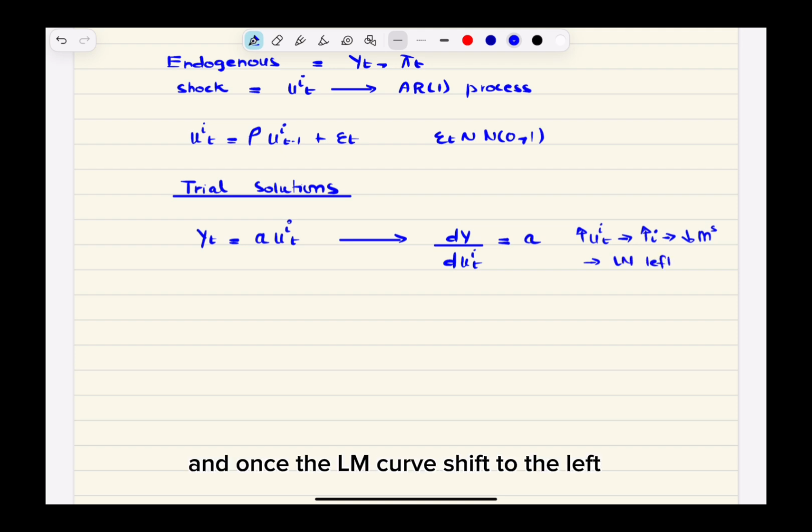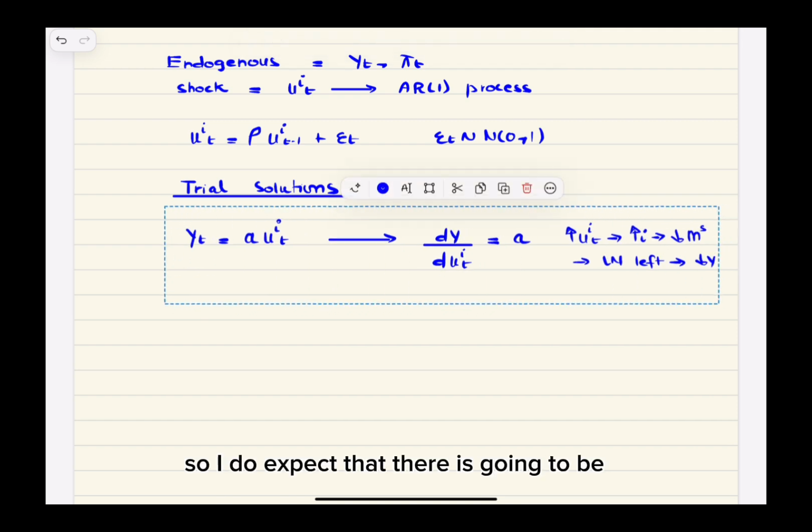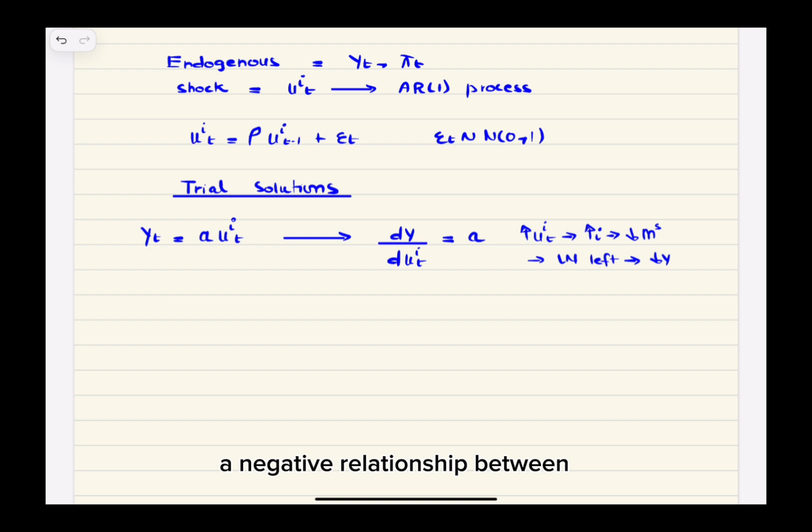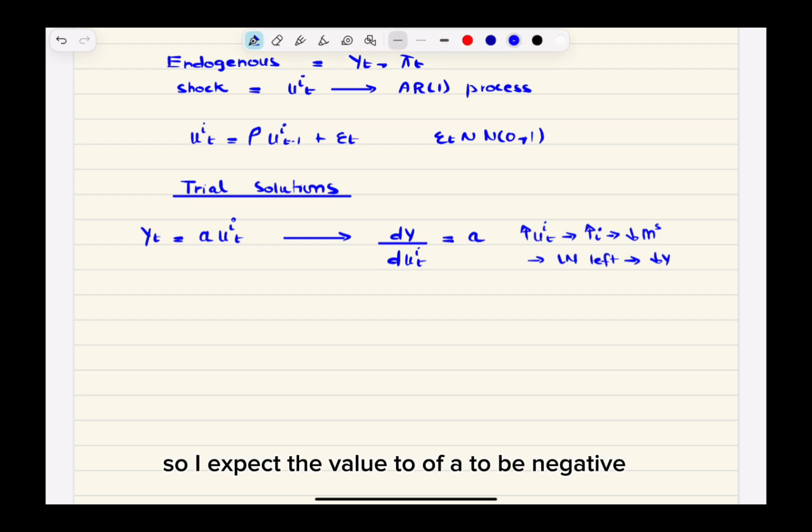And once the LM curve shifts to the left, there is going to be a fall in output. So I do expect that there's going to be a negative relationship between output and this shock. So I expect the value of A to be negative.